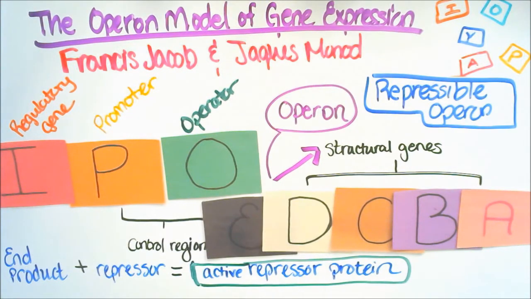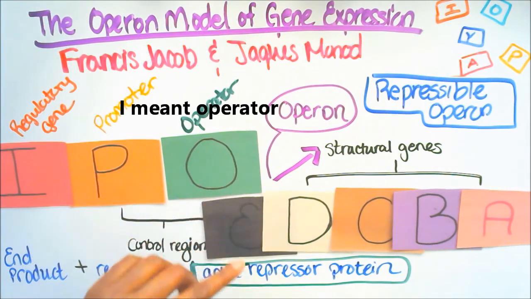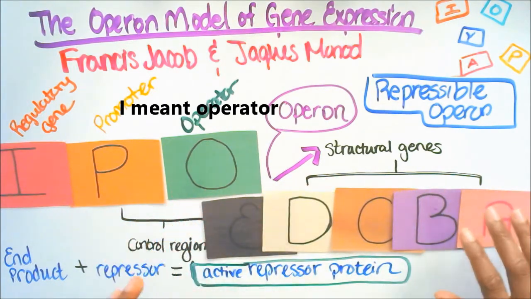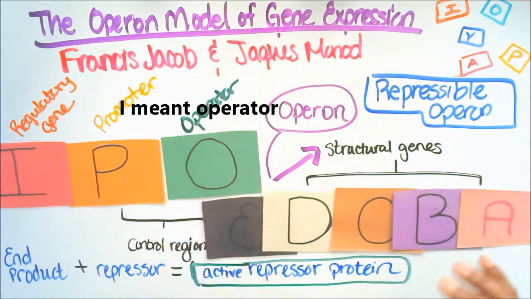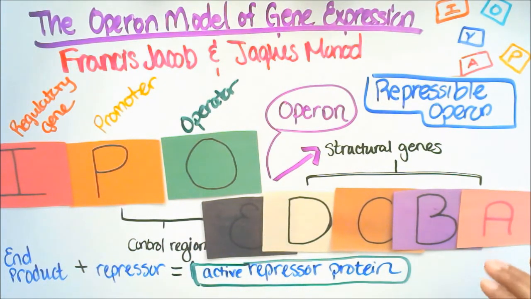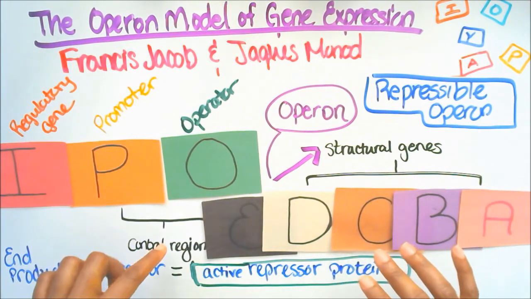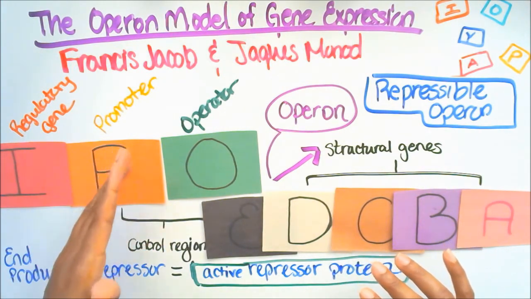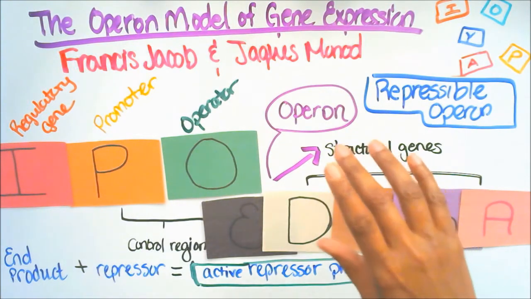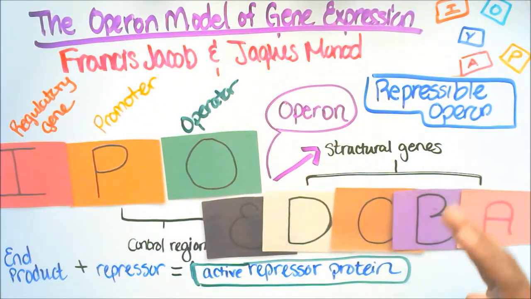Next up is our repressible operon. We have our regulatory gene, our promoter, and our operator. We have our structural genes, and in the repressible operon, it has a few more genes, E, D, C, B, and A. So if you combine the structural genes with the control regions, which is still the promoter and the operator, we have our operon, specifically repressible operon.